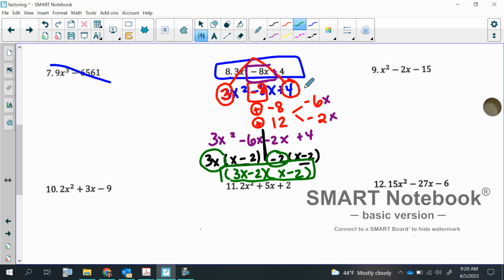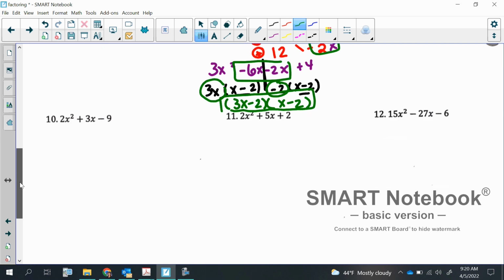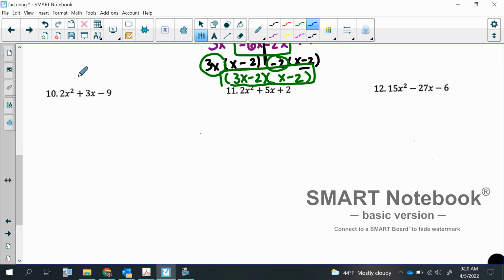You cannot just say, my two numbers are negative 6 and negative 2, so my answer is going to be 6x minus 6x minus 2. That will not work here. Whatever you get for the two numbers, put an x next to them, and replace the negative 8x with them, split it and factor by grouping. I'm going to do one more for you on this topic.